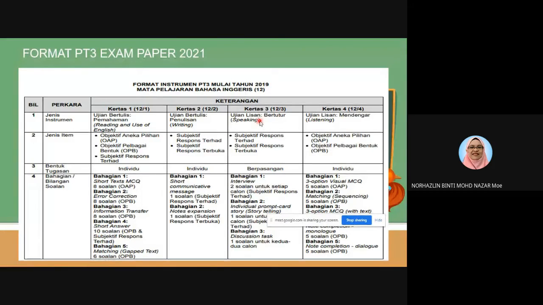It's your speaking paper. Okay, ujian lisan. You have subjective response terhad, subjective response terbuka. Okay, yang ni buat berpasangan with your partner. So from now on, bolehlah you WhatsApp your friend, eh, I nak partner with you. Then you practice kan WhatsApp boleh communicate with your friend. You practice with your friend.